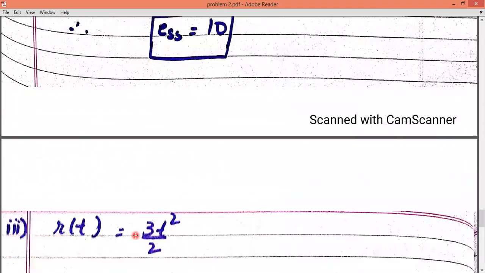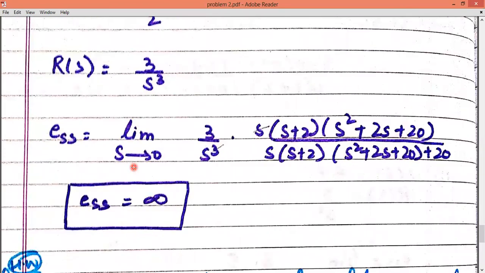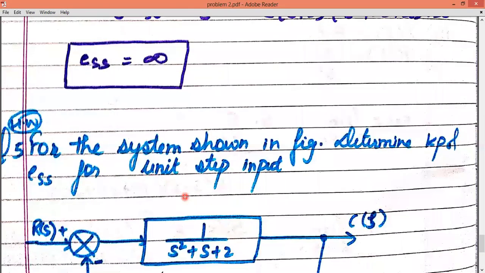So this is the portion we did. Now for the third signal r of t, 3t square by 2, we know the Laplace transformation of t square. After applying this, we'll get 3 upon s cube. The same procedure we will apply here. Limit s tends to 0, we'll put the values, and after simplification the common things will be cancelled out. Then we put the limit, and the value of e of ss will be infinite. Okay, so this is it.